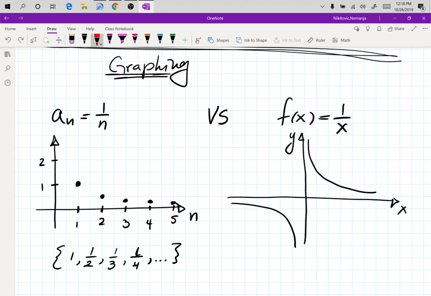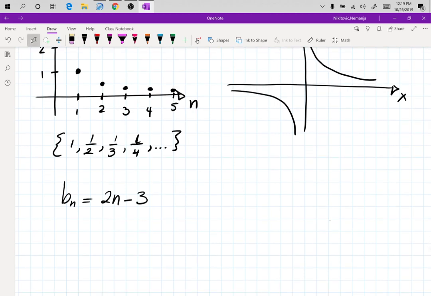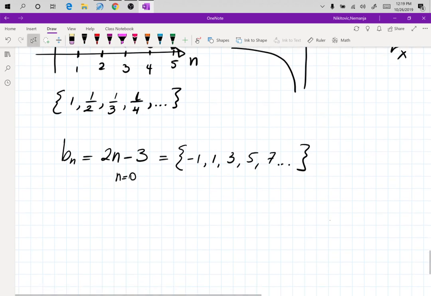Cool. Now, I want one more graph. Let's go with b_n. And this one is going to be, let's say, something simple: 2n minus 3. Nice one. So, what is my sequence if I start with n equals 0? So the first one is going to be -1, then +1, then 3, then 5, then 7, forever, right? Be -3, right?